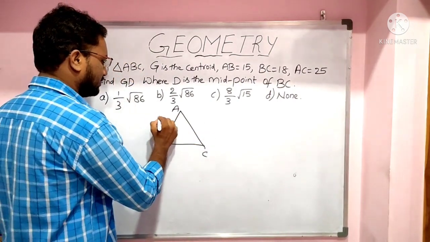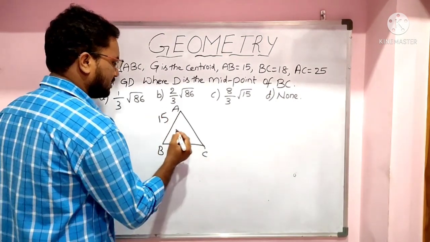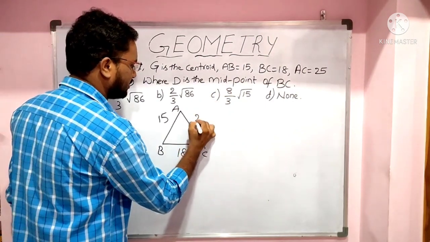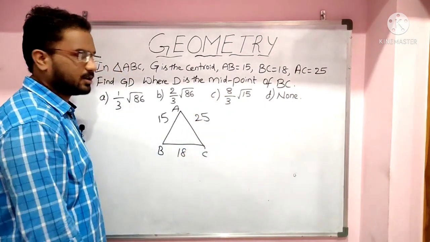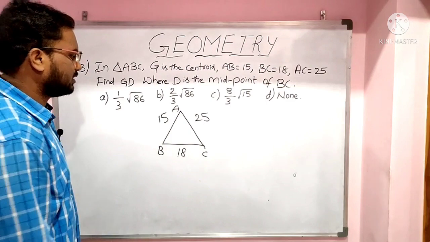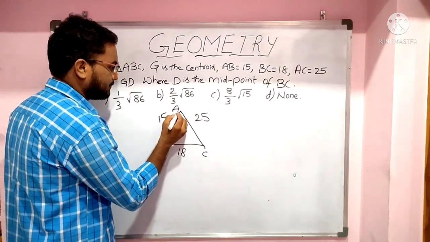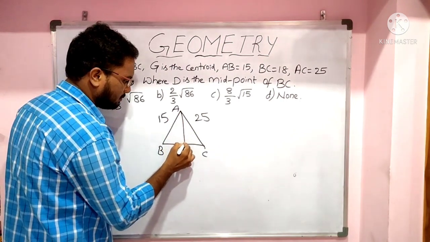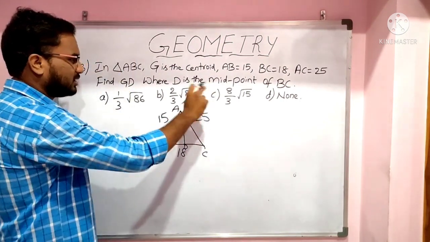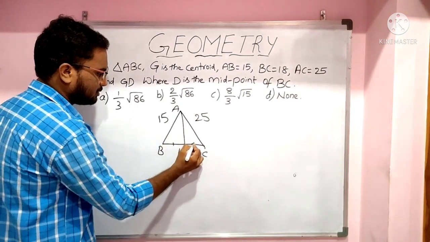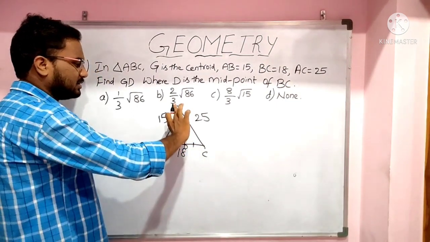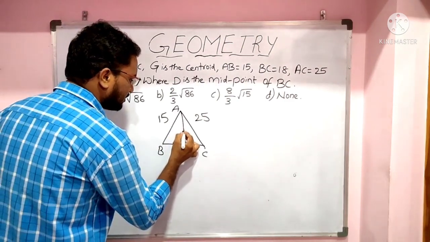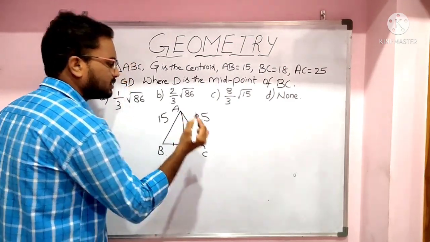G is the centroid. AB equals 15, this is 15. BC equals 18, this is 18. And AC equals 25, this is 25. So we need to find AD. This is D, and D is the midpoint of BC. So this length and this length are both equal. That means AD is the median. Let us say this is G.